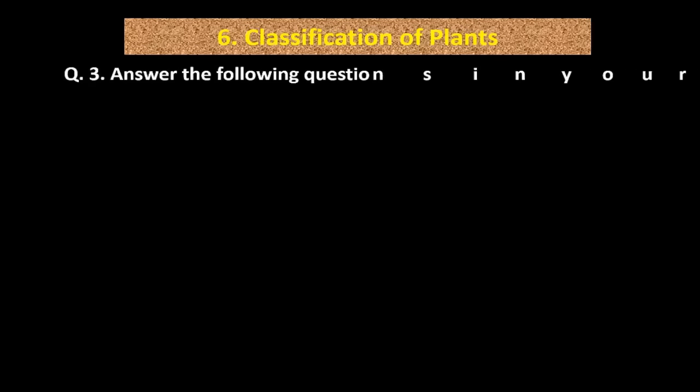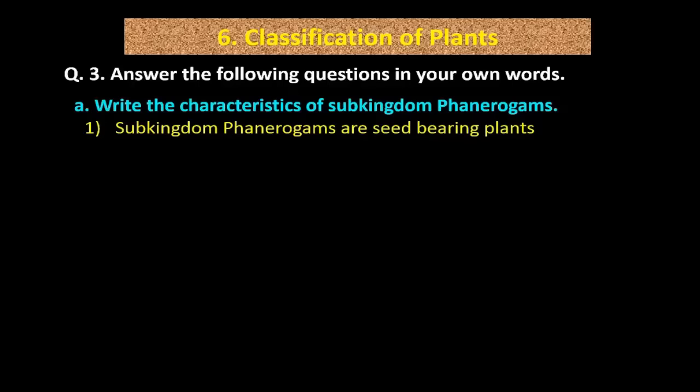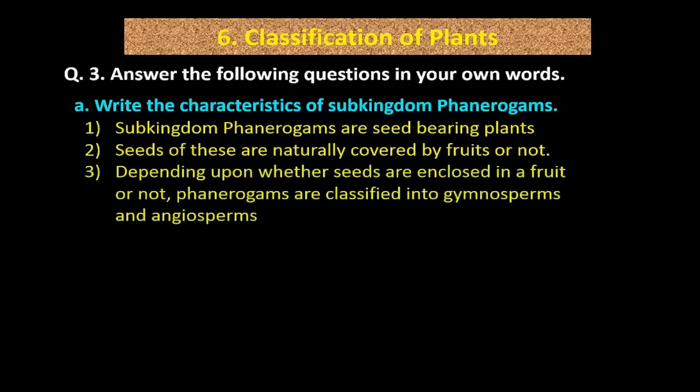Answer the following questions in your own words. A. Write the characteristics of subkingdom Phanerogams. 1. Subkingdom Phanerogams are seed-bearing plants. 2. Seeds of these are naturally covered by fruits or not. 3. Depending upon whether seeds are enclosed in a fruit or not, Phanerogams are classified into Gymnosperms and Angiosperms.